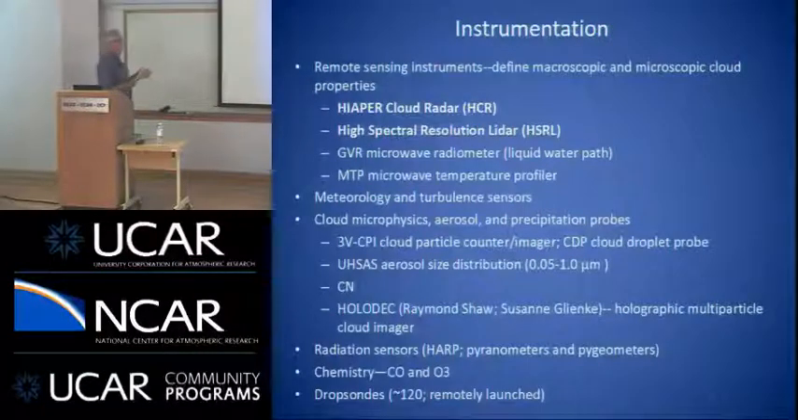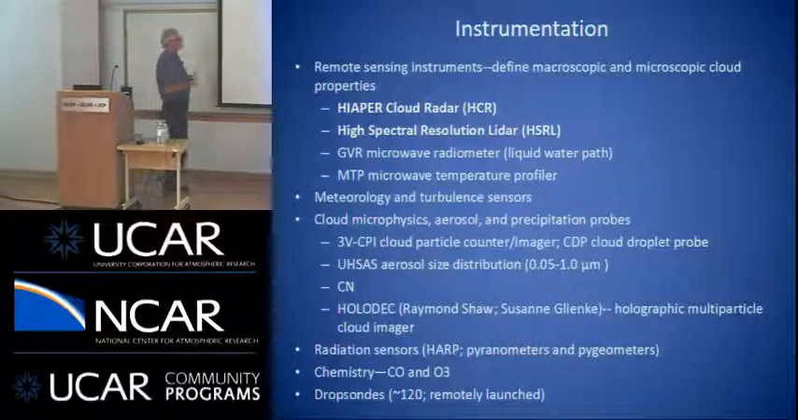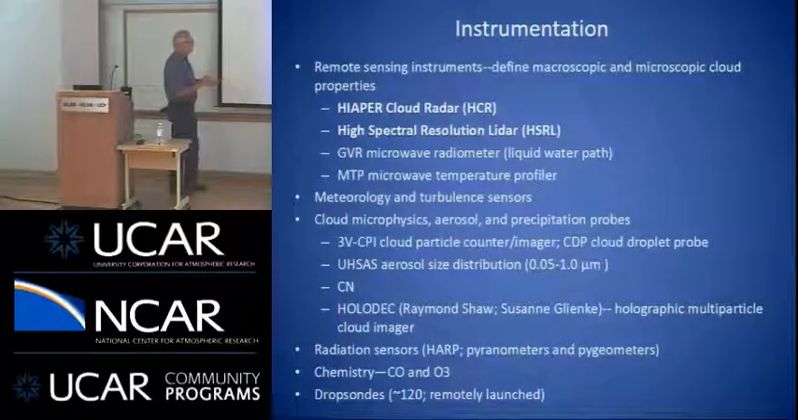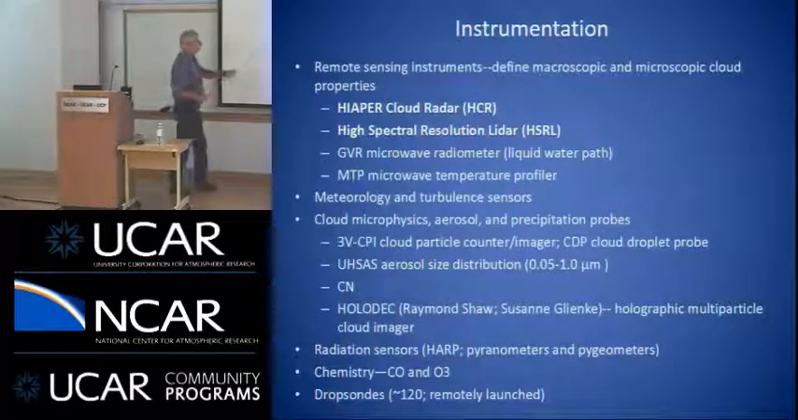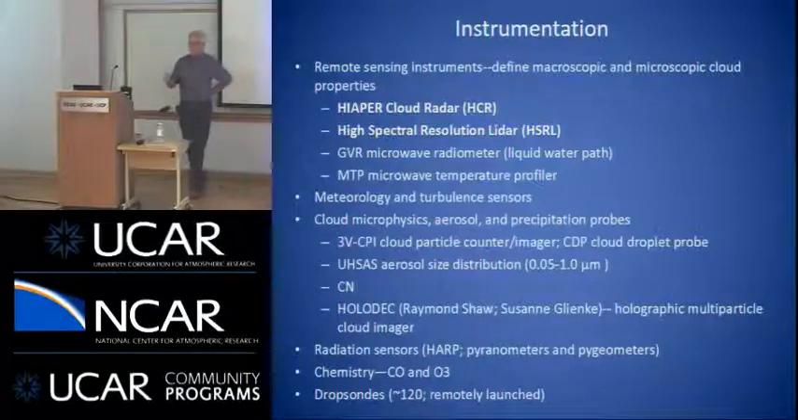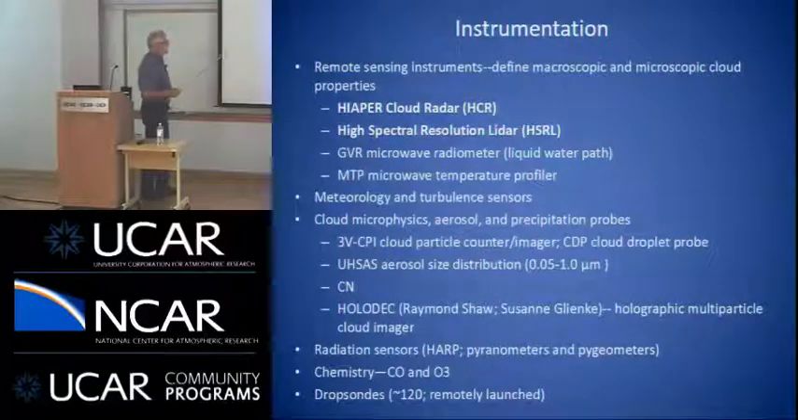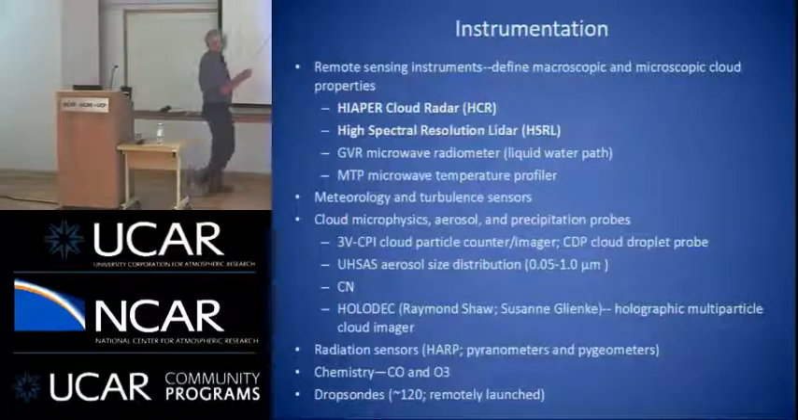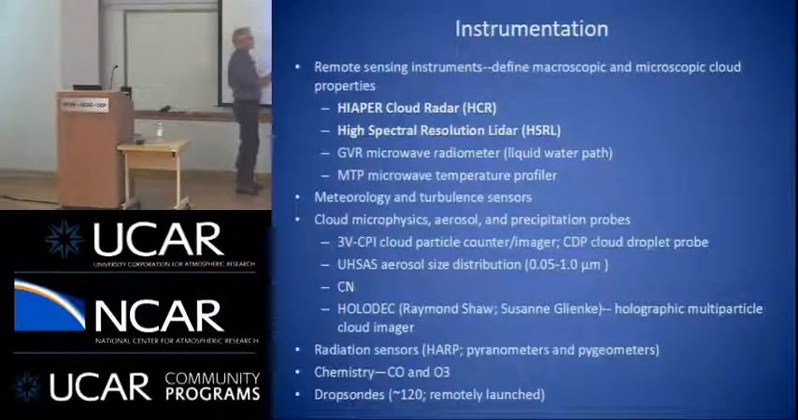And here's just a brief list. I probably missed some of the things on here on the instrumentation, but I just want to point out a couple of things, and I'll talk about these later. But we have the remote sensing, a HyperCloud Radar, HCR, that has gone through development over the last several years. And this was really the first project in which it was fully operating and was an integral part of the experiment. There's a high spectral resolution LiDAR, which was another important component of this.